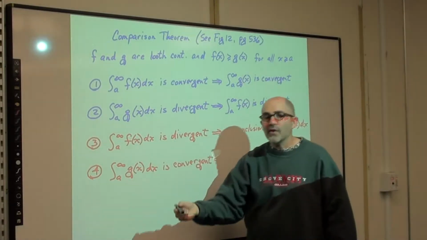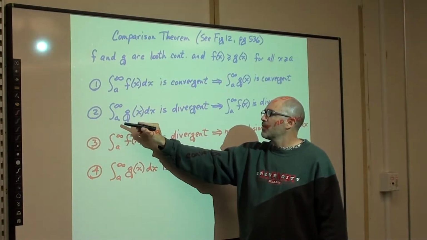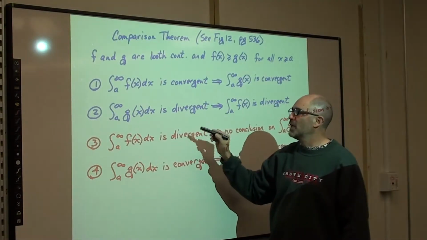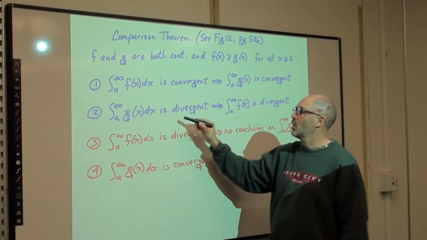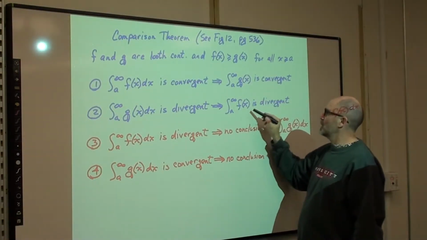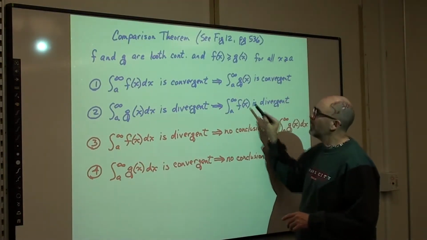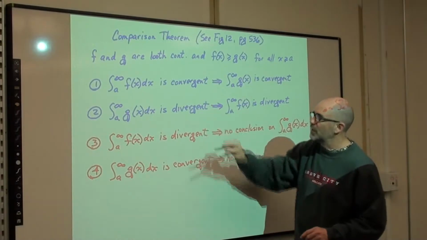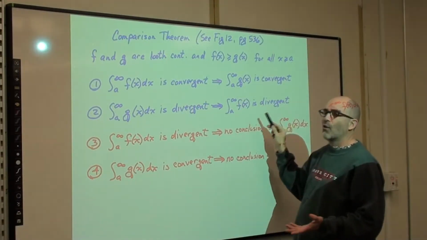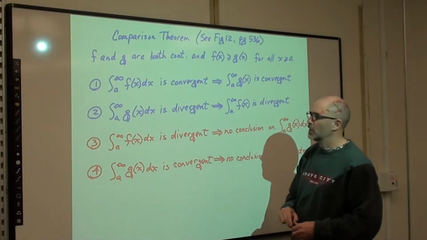Now, on the other hand, if we find out that the integral from a to infinity of g of x is divergent, in other words, the g function, the hole is so big that the oil is leaking out, then the f function is for sure divergent. The hole in the f function is bigger than the hole in the g function, so if the hole in the g function is big enough that oil is going to be leaking, then oil will for sure be leaking in the bigger hole of the f function.